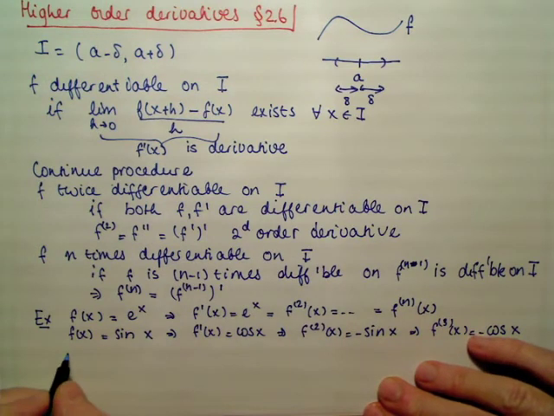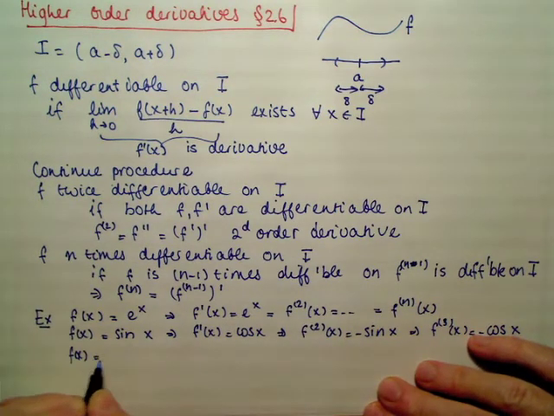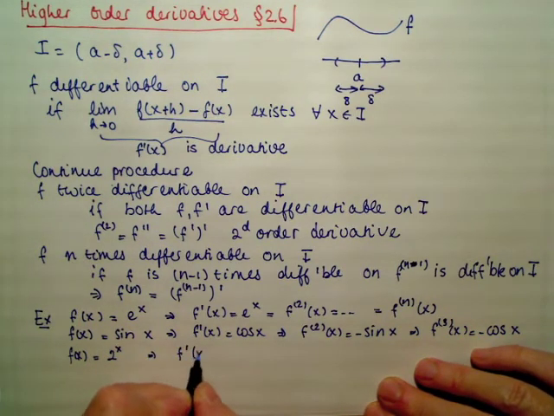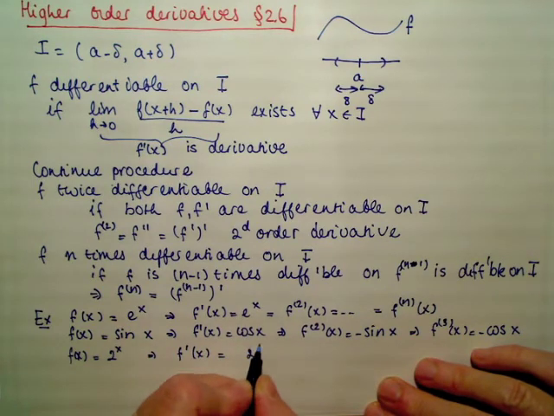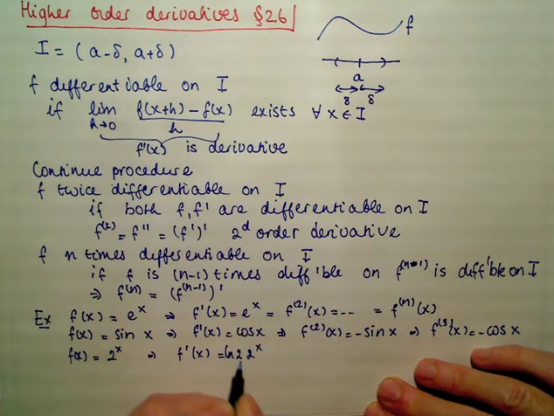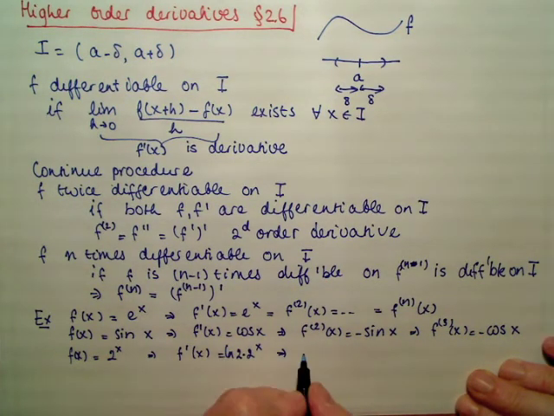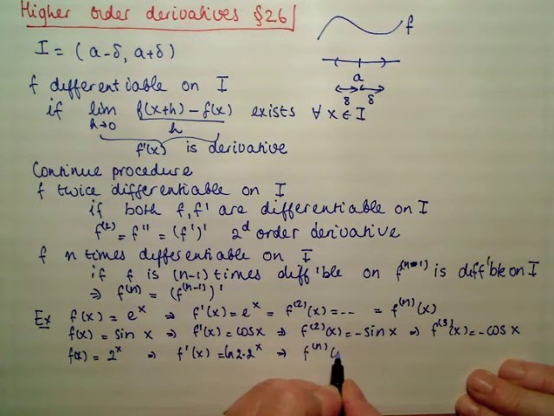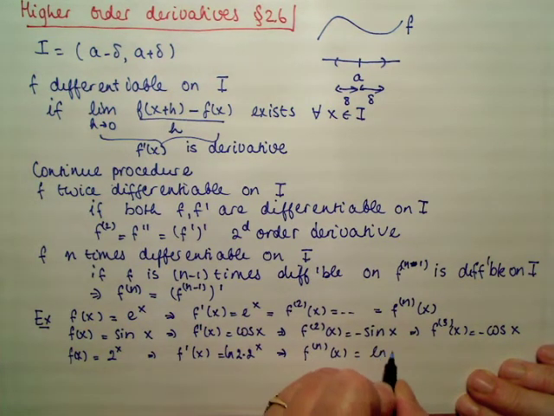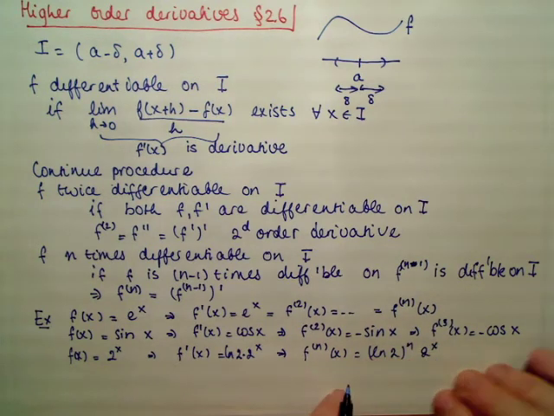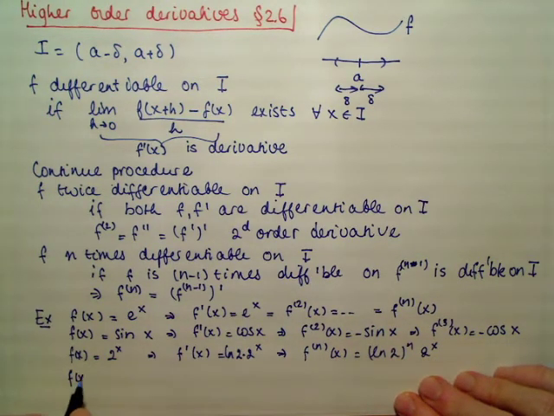And this is just a swapping procedure. Now, maybe more interesting is when f of x is 2 to the power x, for instance. We know that the derivative is the same function multiplied by the natural logarithm of 2. And so if we differentiate once more, we get an extra factor ln 2. And so if we differentiate n times, then we get (ln 2) to the power n multiplied by the original function.